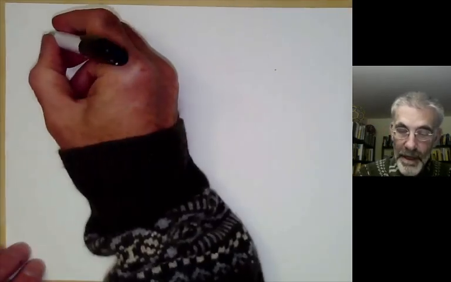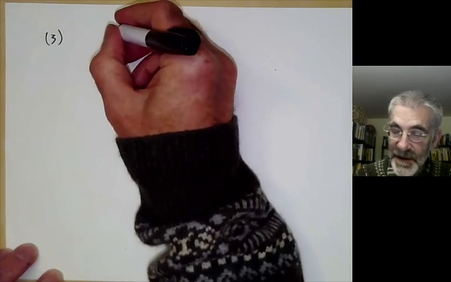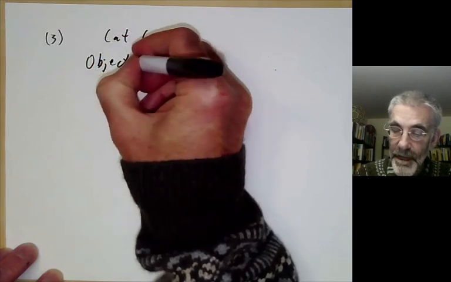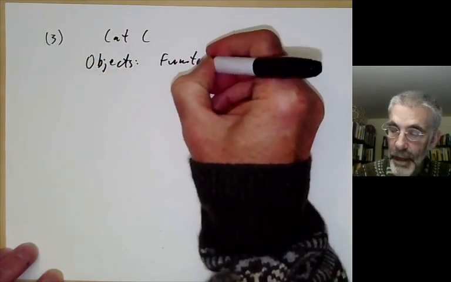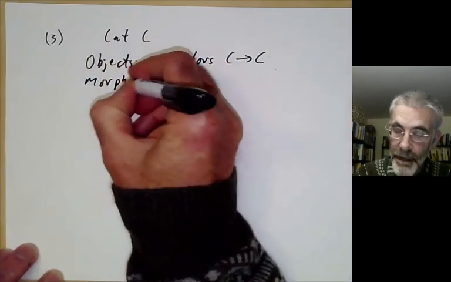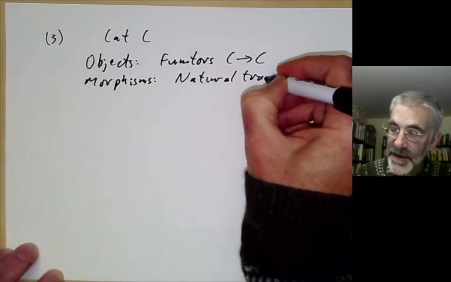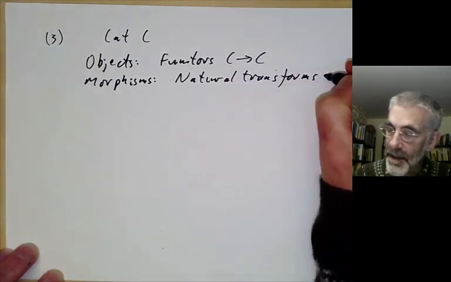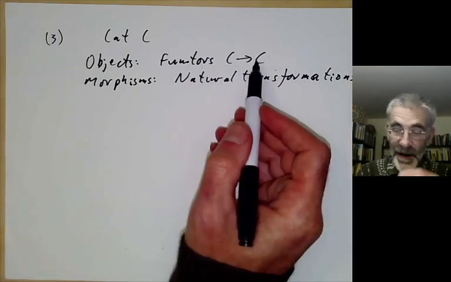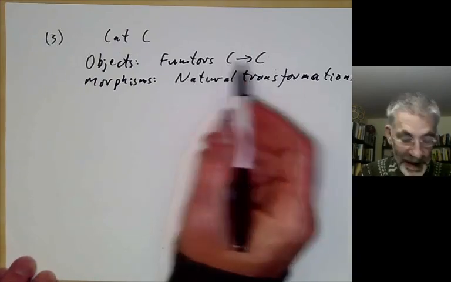Another example is a category of functors. So let's fix a category C, and we'll define a new category whose objects are functors from C to C, and whose morphisms are just natural transformations of functors. As we saw earlier, the functors from any category to any other category form a category, with the morphisms being natural transformations. So here we're just taking C to be itself.